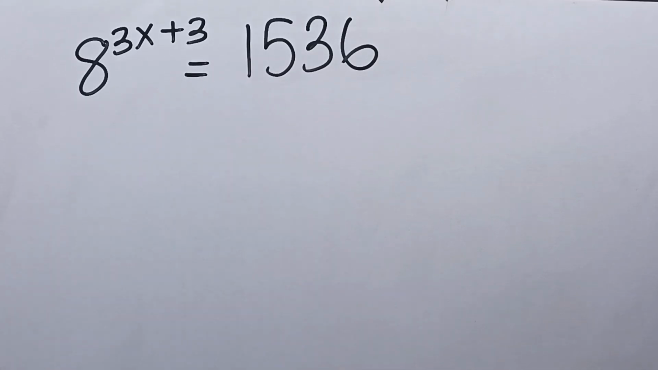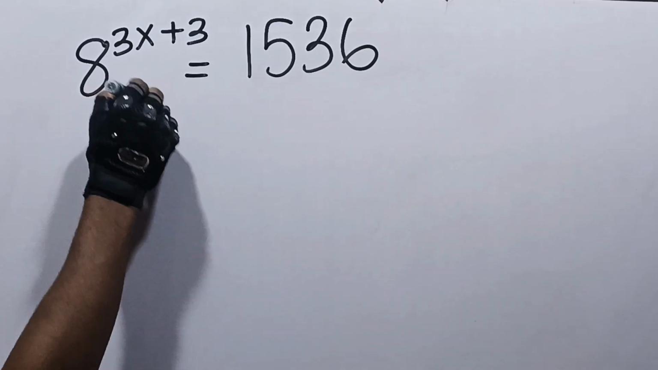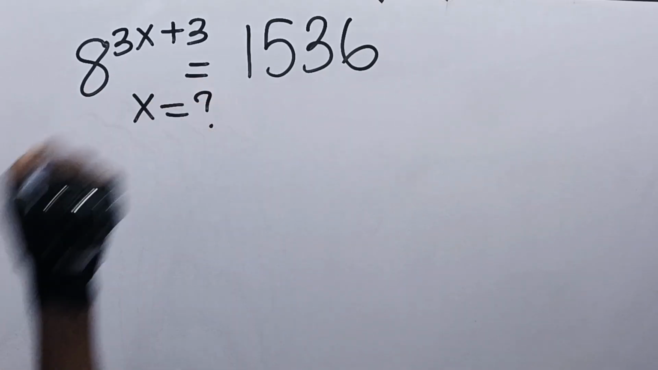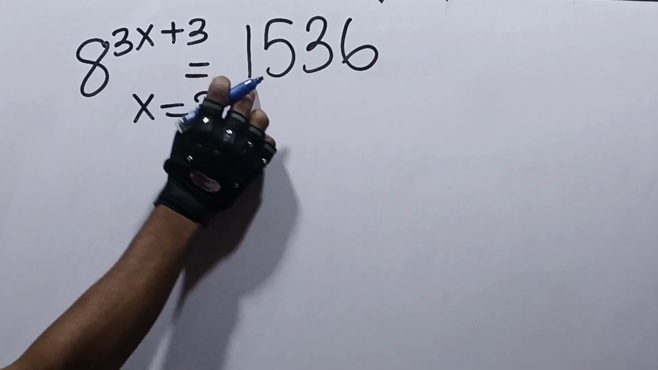Let's solve this question together. It says 8 raised to the power 3x plus 3 is equal to 1536. So we're required to solve for the value of x in this question. Okay? Now, the first thing we do here is that we can outline the multiples of 1536.